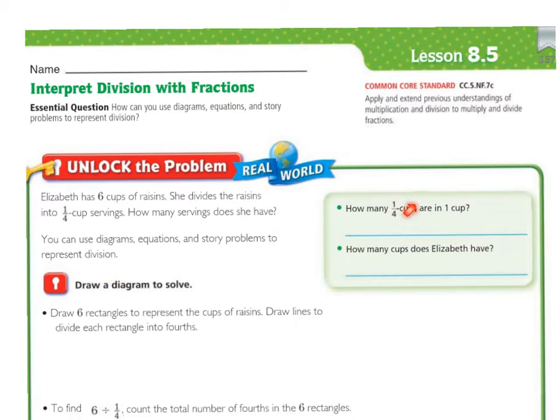So first of all, how many 1/4 cups are there in 1 cup? Well, there are 4 1/4 cups in 1 cup. How many cups does Elizabeth have? Elizabeth has 6 cups, right? Right here it says she has 6 cups. So let's draw a diagram to solve.